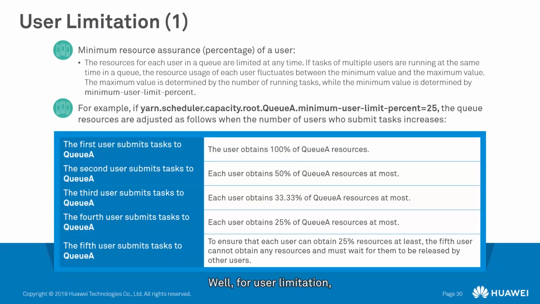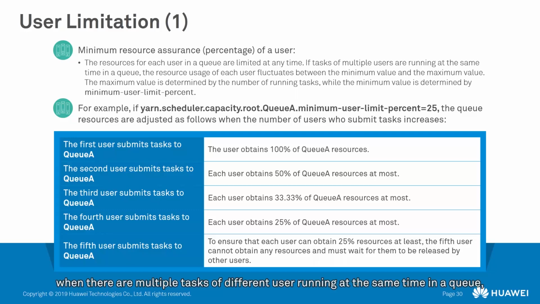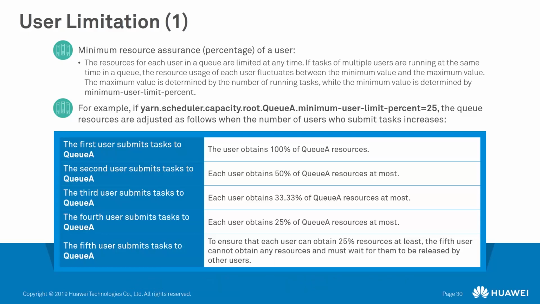As for user limitation, which indicates the resource usage restrictions for users, there are two parameters. First is minimum resource assurance of a user. When there are multiple tasks of different users running at the same time in a queue, the available resources for each user is between the minimum value and the maximum value. The maximum value is determined by the number of running tasks, and the minimum value is determined by this parameter, minimum user limit %, which is set by users.